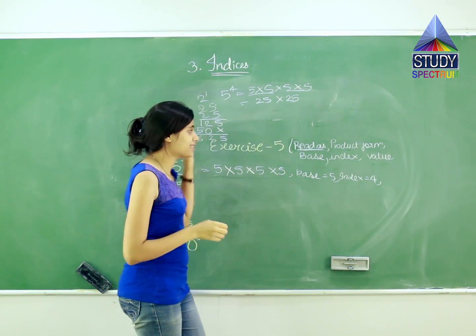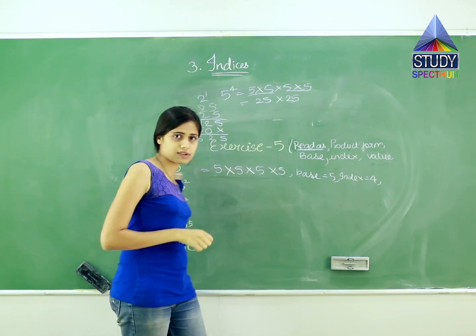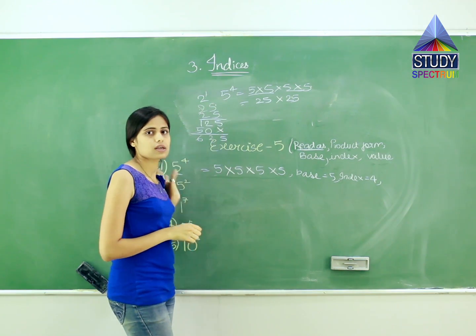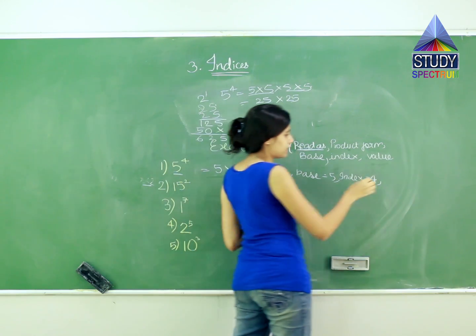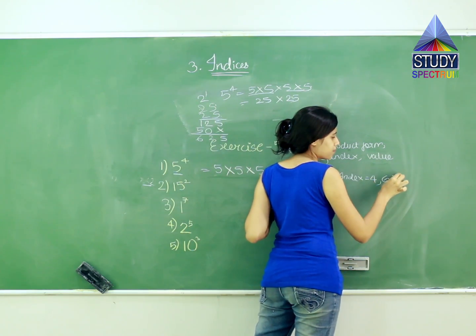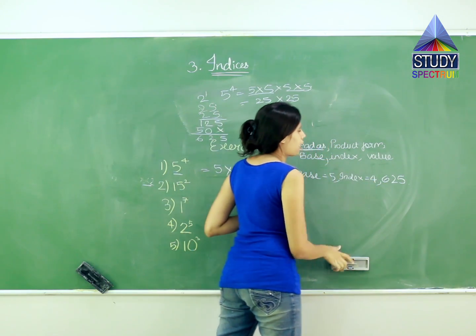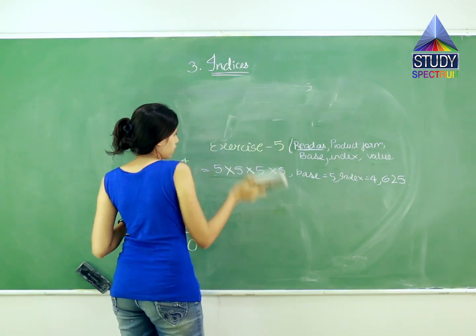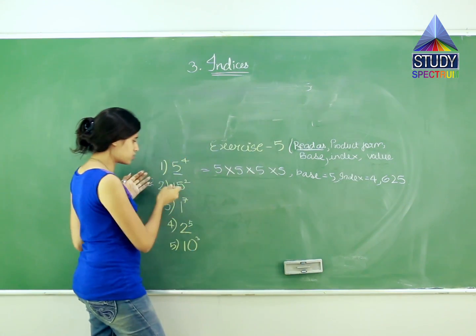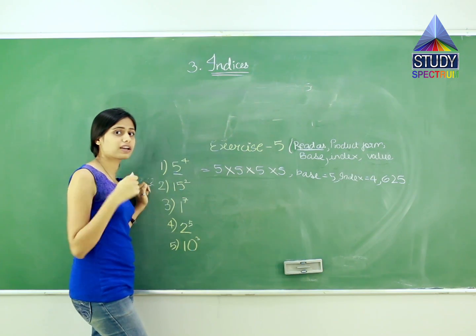Means what? What is the value of this number? What is the value of this index form of question? It is 625. So let us write the value, which is 625. Now let us start with the next question. In the next question, the question is same, but we have the value as 15 raised to 2.